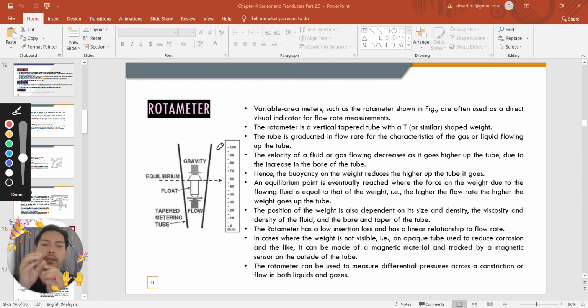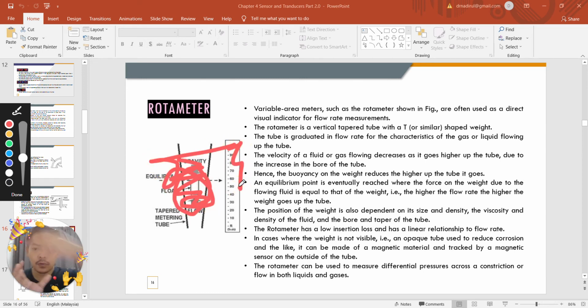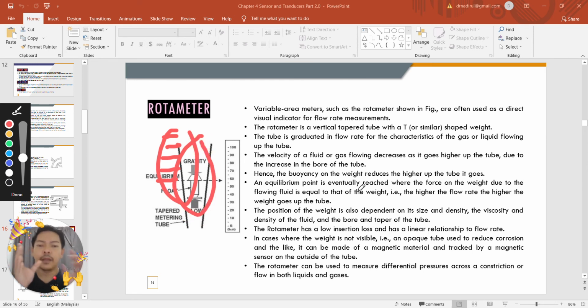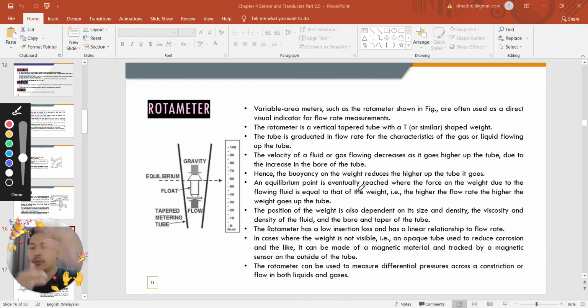In cases where the weight is not visible, so you have an opaque tube, to reduce corrosion and light, it can be made of magnetic material and tracked by a magnetic sensor on the outside of the tube. So what if the pipe is opaque to avoid corrosion? You can use magnetic. So the magnetic sensor will track the outside of the tube to see where the weight is. Okay, the rotameter can be used to measure differential across a contraction flow in both liquid and also gas.